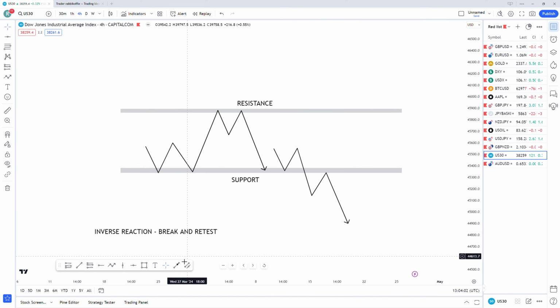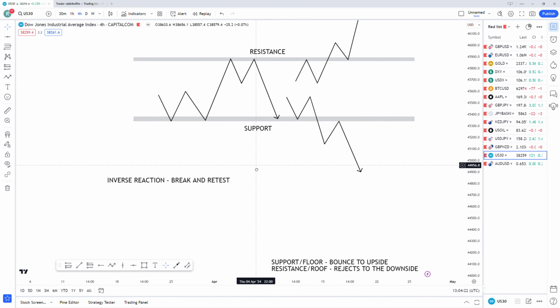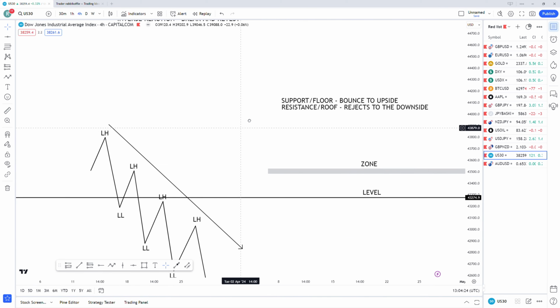Do you see this? And instead of price coming to the resistance and bouncing to the downside, it breaks the resistance like this, retests the resistance, and then goes to the upside like this. So this is what we call the inverse reaction, or the break and the retest. Do you understand? So that's for support and resistance. Very good. So let's go to the next thing we have.